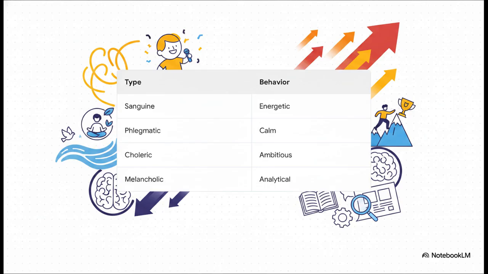Fiercely ambitious, goal-oriented, and decisive. This is your classic driven leader who just pushes right through obstacles. And finally, melancholic. Deeply analytical, cautious, and detail-oriented. They're the profound thinkers who often anticipate risks that the rest of us entirely miss. It's a fascinating historical pivot that really laid the groundwork for modern trait theory.